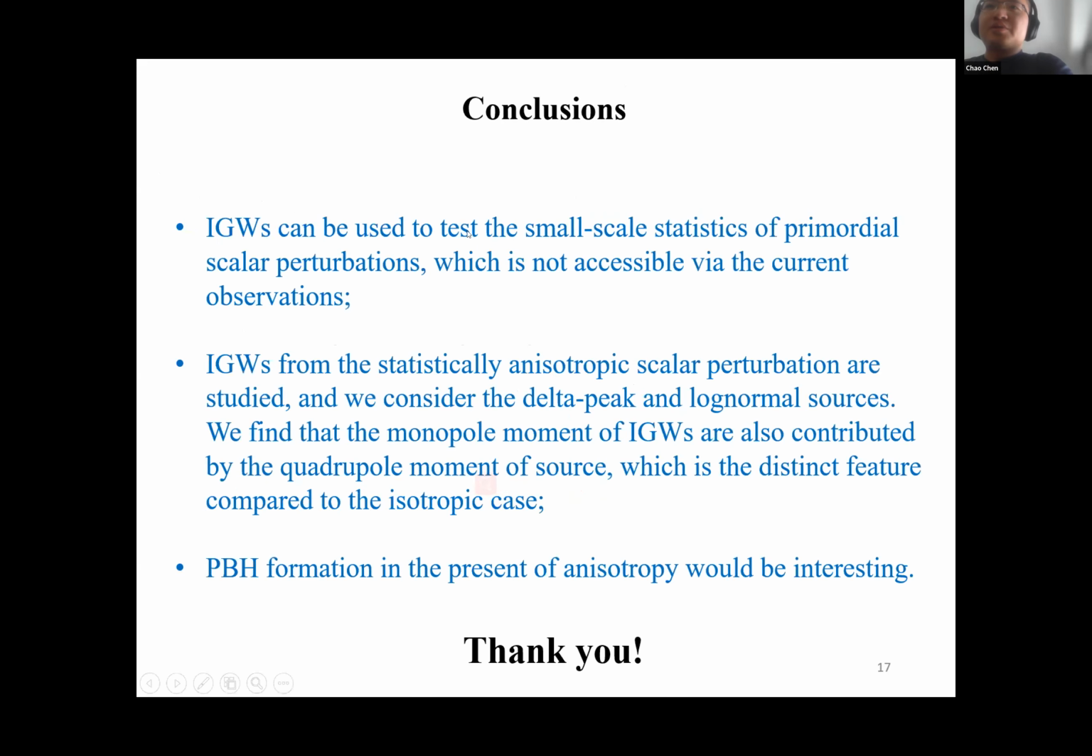Here is my conclusion. Induced gravitational waves can be used to detect the small scale statistics of primordial scalar perturbations. In our paper we consider the induced gravitational waves from anisotropic scalar perturbation, and we derive the monopole, quadrupole, and L equals 4 hexadecapole of the induced gravitational waves. Primordial black hole formation in terms of the anisotropy will be interesting. I will stop here and take questions. Thank you very much.